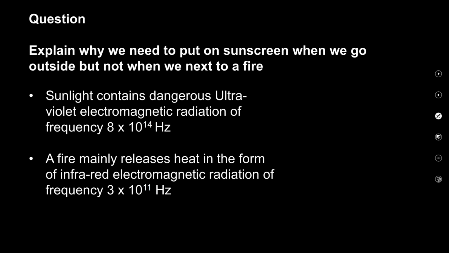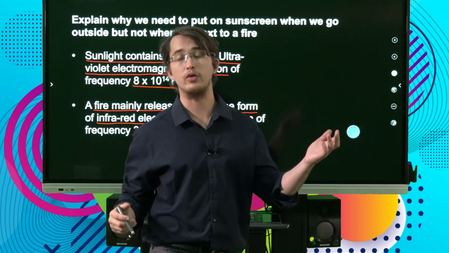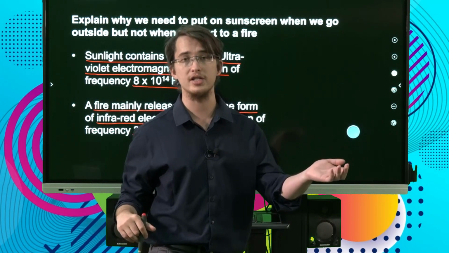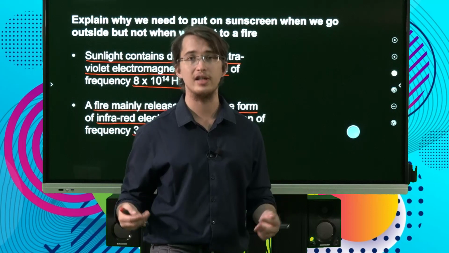So the first thing we need to know and understand is that sunlight contains dangerous ultraviolet electromagnetic radiation that has a frequency of 8 times 10 to the power of 14 hertz, while a fire mainly releases heat in the form of infrared electromagnetic radiation that has a frequency of 3 times 10 to the power of 11. So we can already see that there's a difference between the frequency of electromagnetic radiation produced by the sun's ultraviolet rays and a fire. But can we mathematically show that one produces more energy than another? Let's have a look.